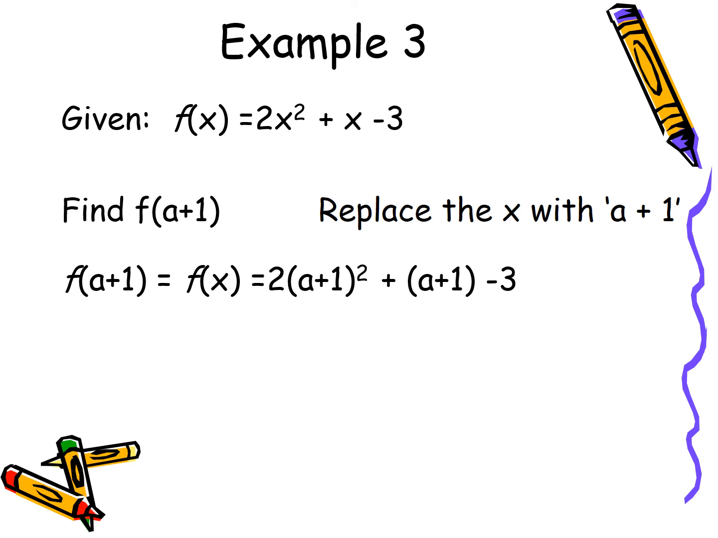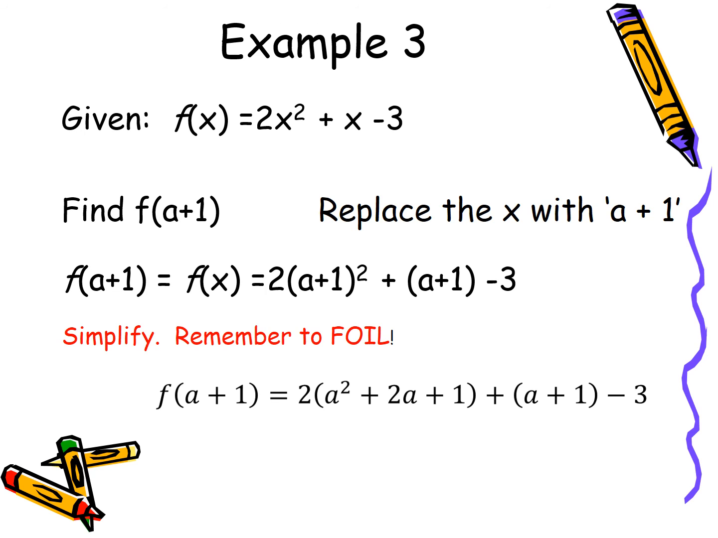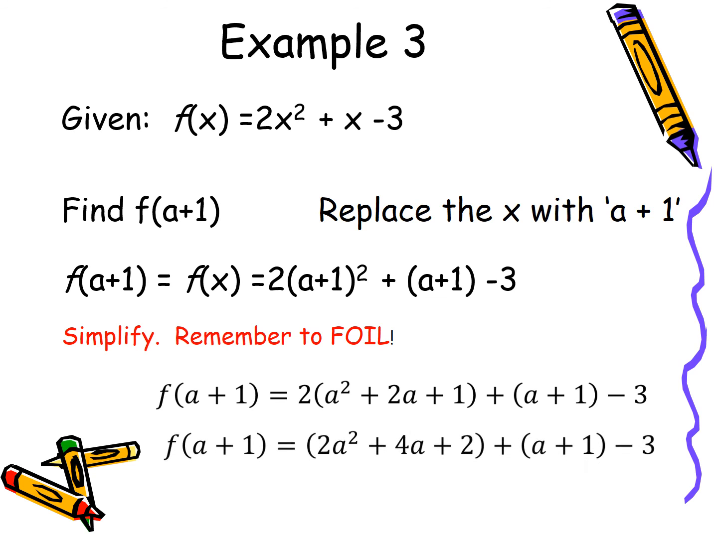Now this is going to require that I do some FOILing, I do some algebra. So I'm multiplying a plus 1 squared, which gives me a squared plus 2a plus 1. And now I'm going to distribute and collect like terms. So here I distribute it, and now I'm collecting like terms. Okay? And that's about as complicated as it's going to get.